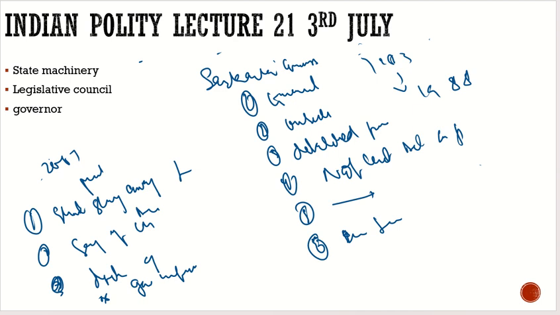But with respect to reserving bills for the president's assent, it is still in the courts. The courts will decide which bills are to be reserved for the president's assent. But here you need to understand, there is one bill which the governor has to reserve. It is mandatory for him to reserve it for the president's consideration. And what is that bill?